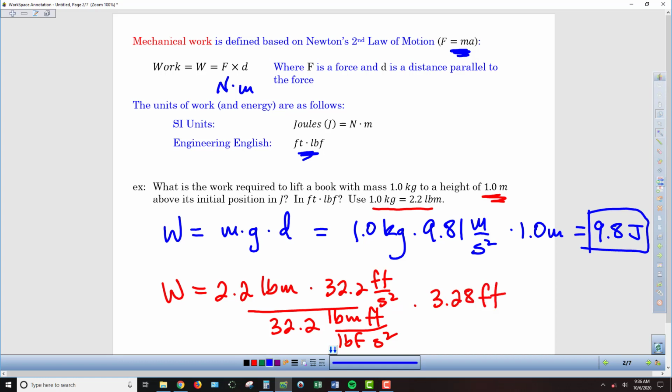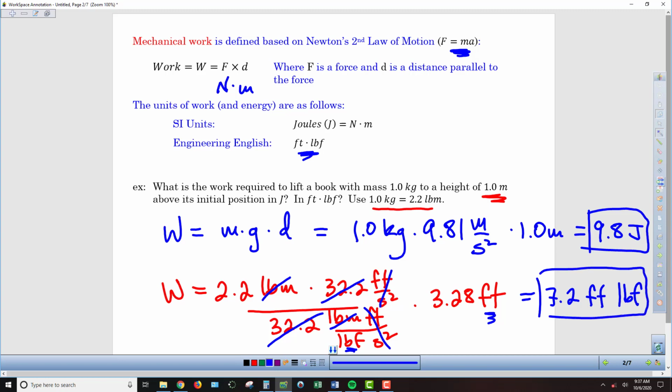So just to do a little units check to confirm that we're going to end up with what we want. First of all, our 32.2's cancel each other out. Now let's work on the units. Pound masses go, feet per second squareds go. The only units left over here are pound force in the bottom of the bottom, so that's going to move to the numerator. So we indeed are going to end up with pound force and feet up top. So we're just left to multiply 2.2 times 3.28 and then round to two significant figures. So we're going to end up with an answer of 7.2, and then again remember it's foot pound force that are the units for work in engineering English.